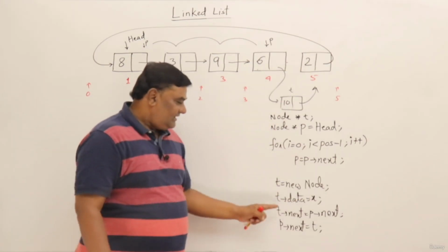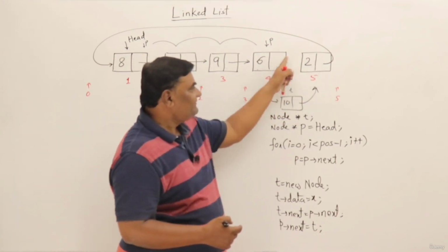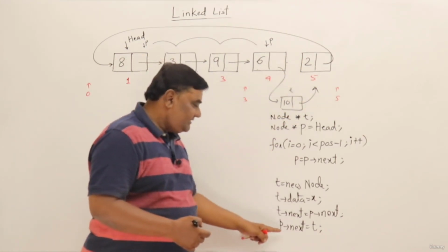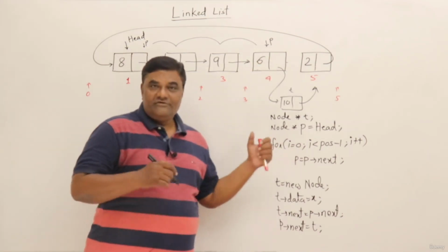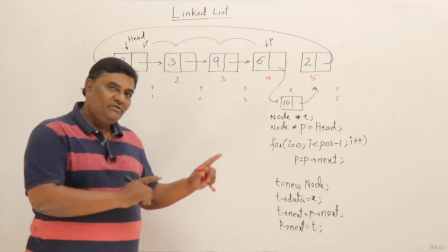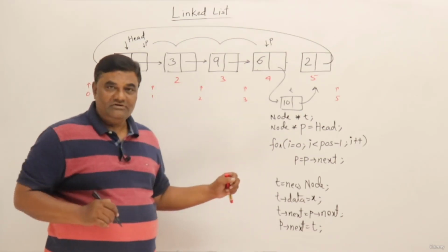So data is filled. Then T's next is P's next. So T's next is pointing to P's next, which was already pointing here. Then P's next is T. So P's next is pointing to T. So this is the code for inserting at a given position. The code is the same as what we saw in linear linked list. So you are already familiar with the code.